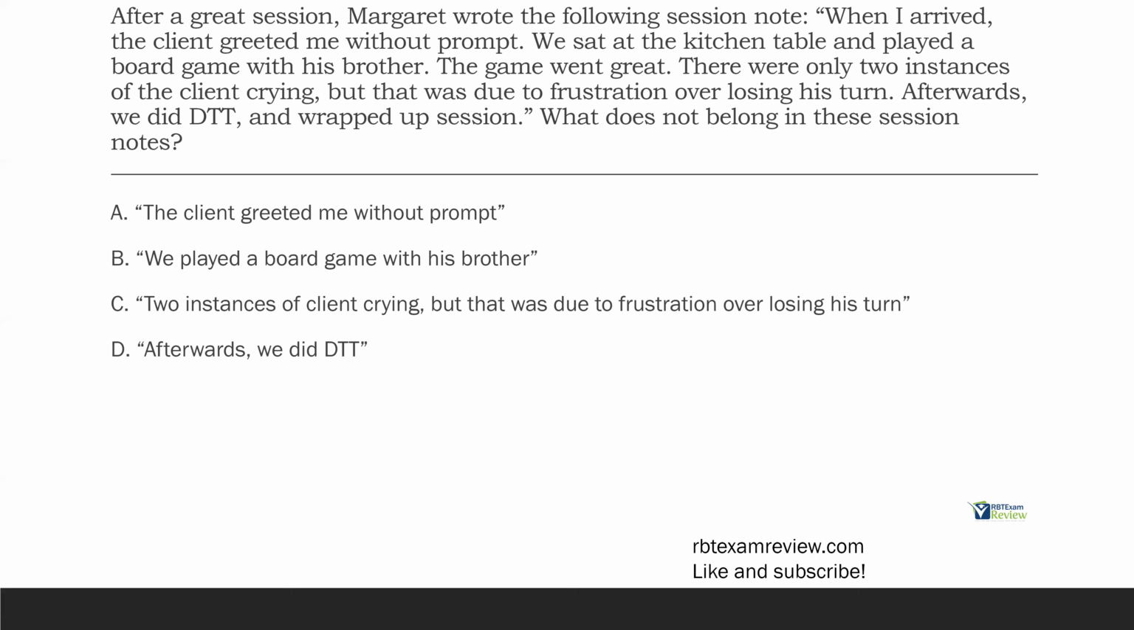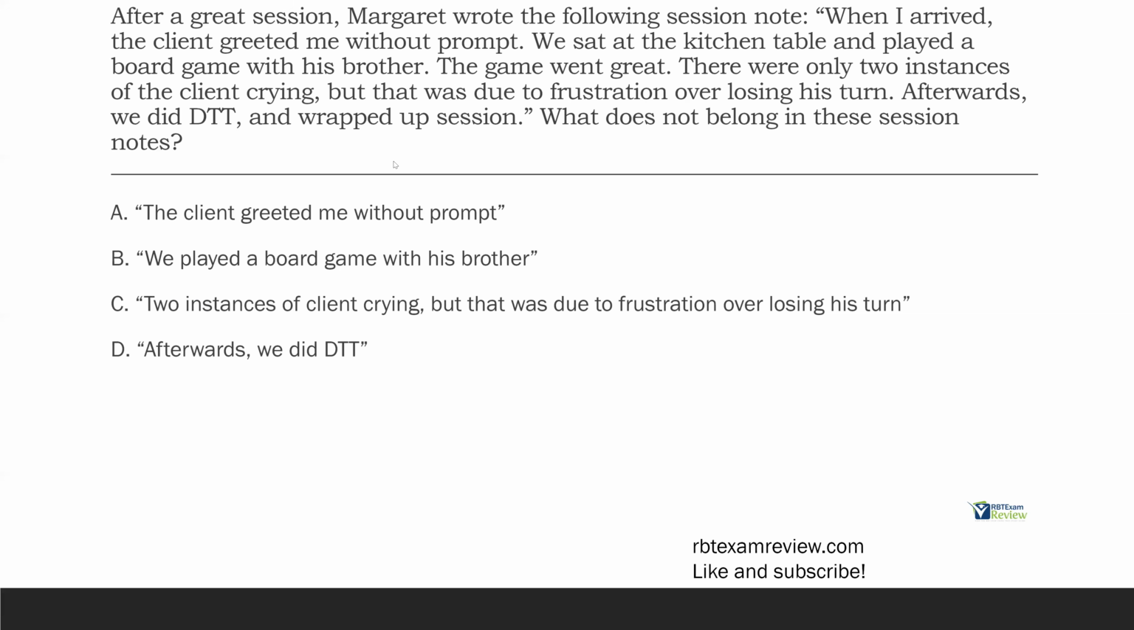What do we know about session notes? We know they need to be objective, they need to be concise, and they need to be as complete as possible. We want as much information as you can give while being objective. And when we say objective, we mean, what did you observe? Not what you felt, not what you think they felt, only what you observed. If we're evaluating these session notes, how are we going to determine what doesn't belong?